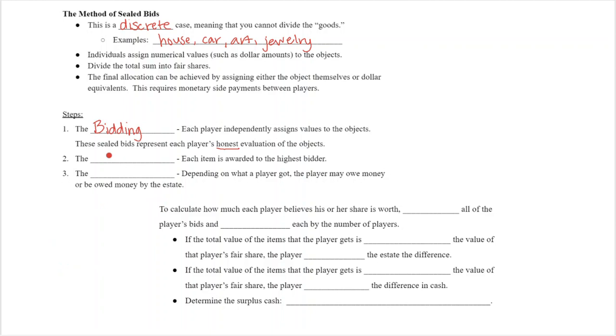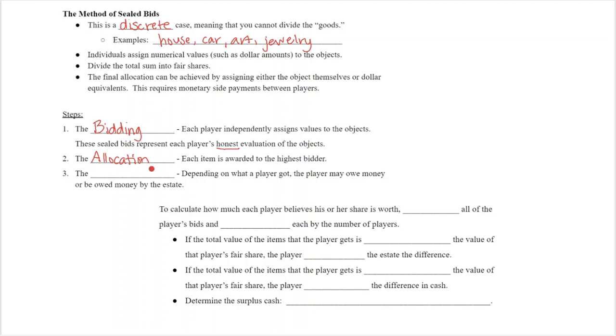The second step is the allocation. So think of your sealed bids as like a silent auction. So for each item, whoever had the highest bid, thought that that item was worth the most, gets that item.